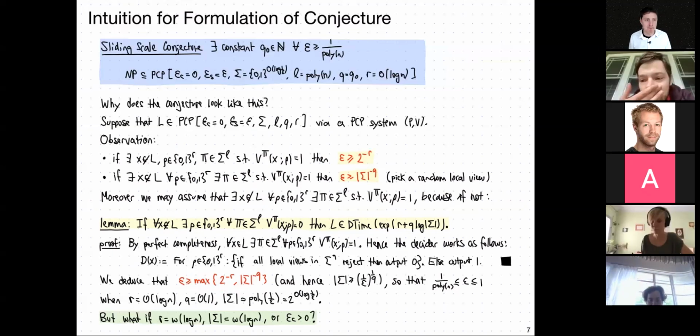Alexander, can you please say again? So the conjecture is, is this bound achievable, or is the conjecture that you cannot do better? So the conjecture is that you can have this polynomial decay.